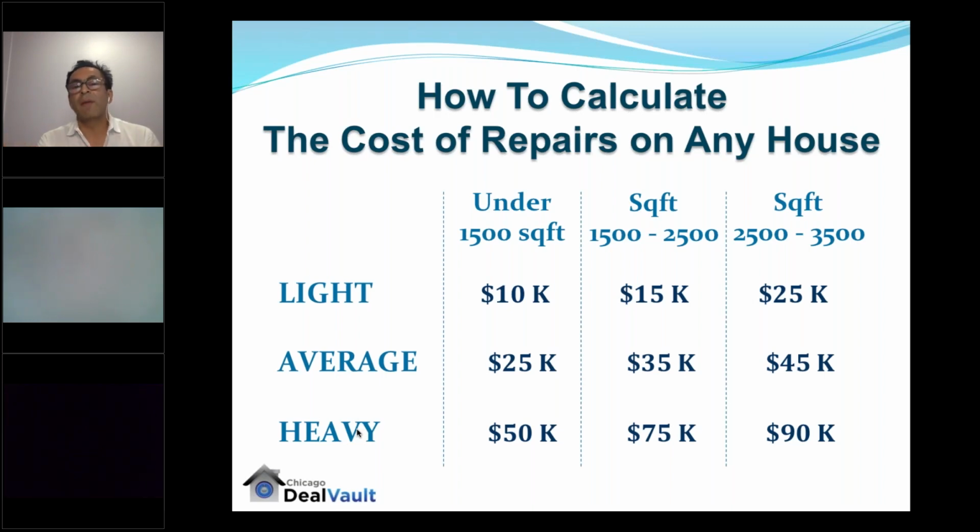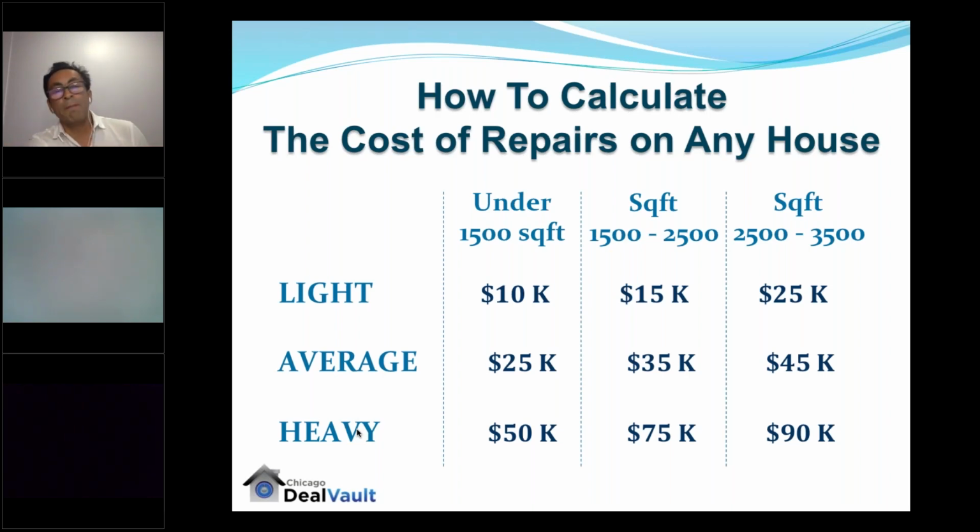So you always have to have a cushion on top of these numbers, okay? That is just to be safe, because sometimes you can get lucky and it's even less than this, but oftentimes there's always something that comes up. It could be on the outside, it could be on the inside, it could be in the attic, in the foundation, 1,000 places. Always, please have a cushion.